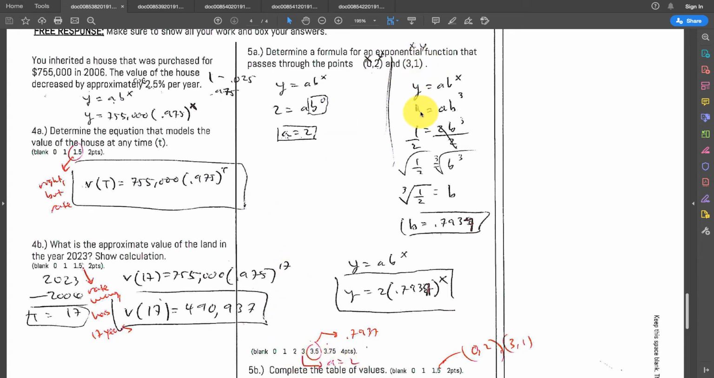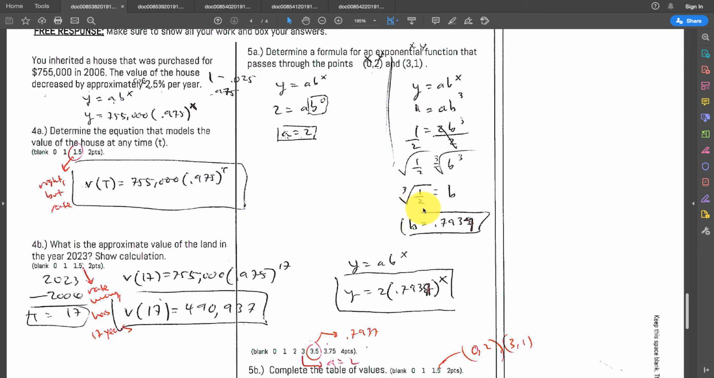On the second equation, you do the same thing. Exponential y equals a b to the x power. X is 3, y is 1. You put in a equals 2 here. And you want to solve for b, so you divide by 2. And then you take the cube root of b to the third power, right? These will cancel, and you're left with the cube root. That should be a 3 right there. 3 identical numbers that multiply to be 0.5. Use your calculator.